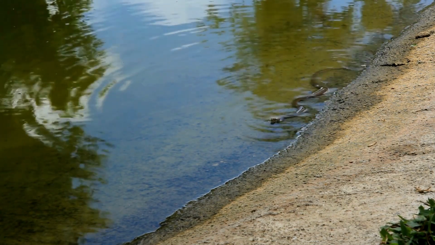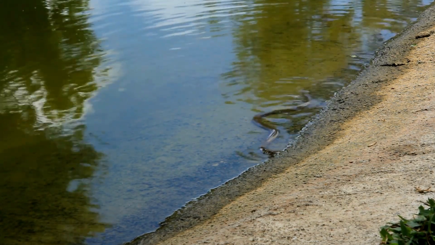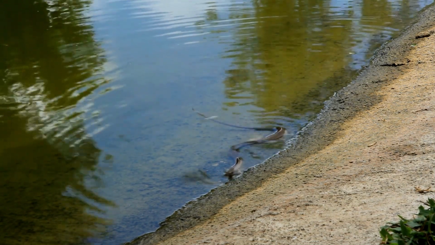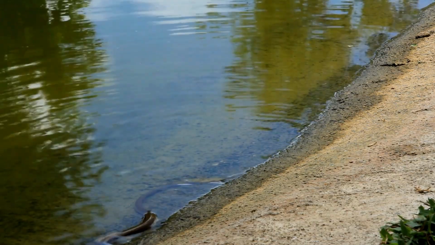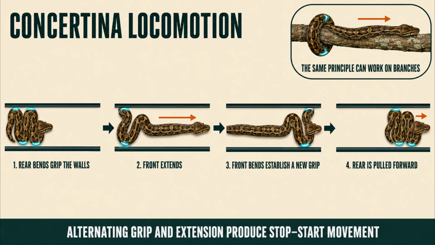Lateral undulation is fast and versatile, but it requires enough space to bend. Inside a narrow tunnel, a snake may be unable to form broad sideways waves. It can then switch to concertina locomotion. The rear portion of the body forms tight bends and presses against the tunnel walls, creating an anchor. The front of the snake extends forwards, forms a new set of bends, and establishes another anchor. Once the front is secure, the rear is pulled forward.